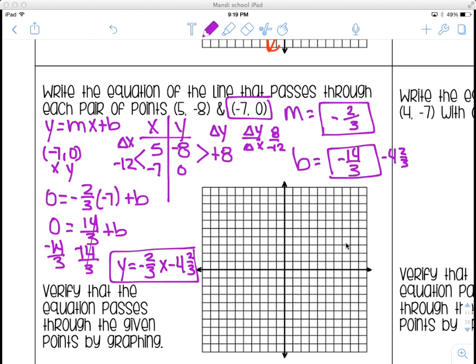So this one's going to be a little yucky to graph, but we can still do it. We need to verify that it passes through the points. So we go to 5, negative 8, right here. And then we have negative 7, 0, which would be right there.